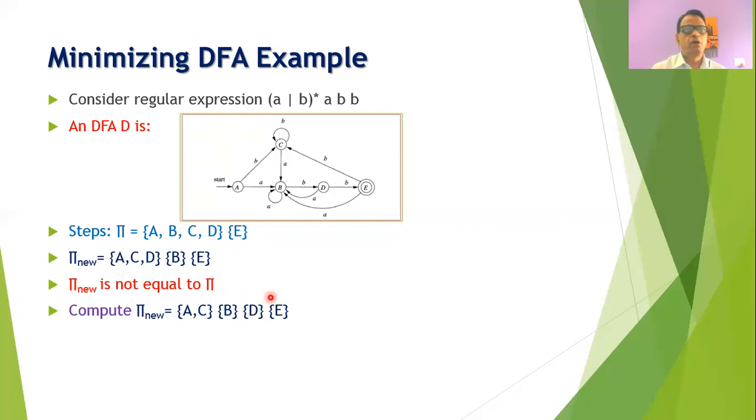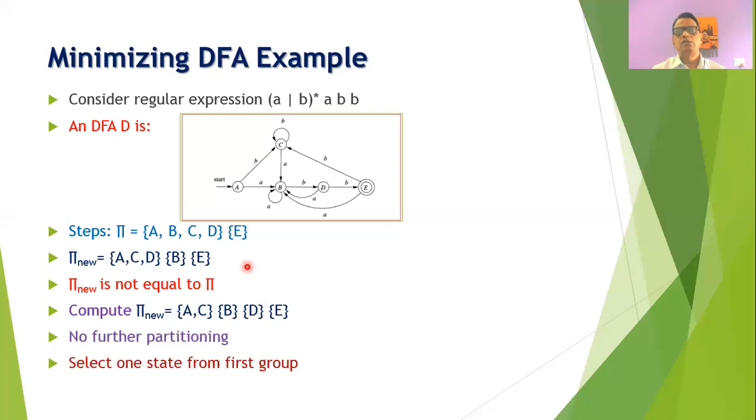Now again, when you compare this new partition with the old partition, you will observe that both are not the same, and therefore you can go on trying further partitioning. But now one can easily observe that no further partitioning is possible, and therefore these will be the final states of the DFA D dash.